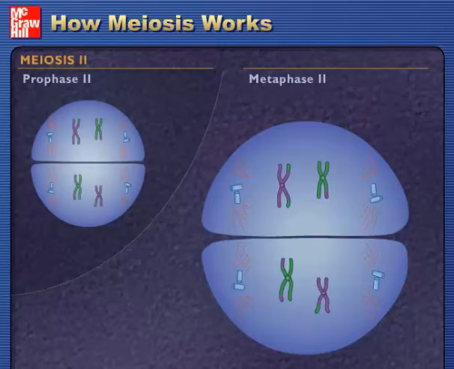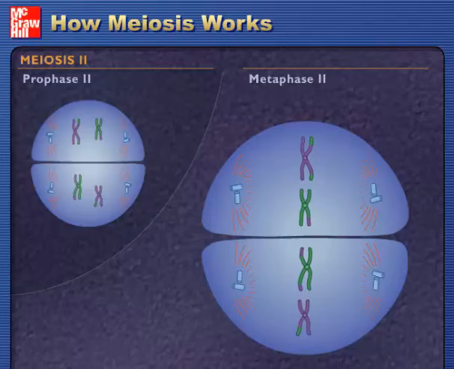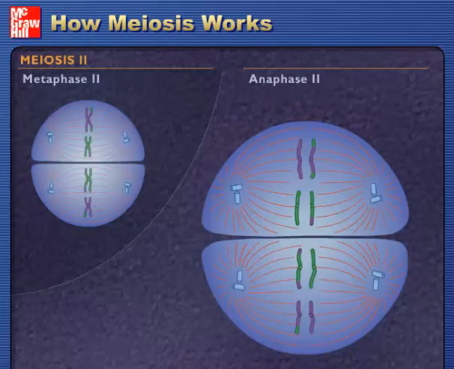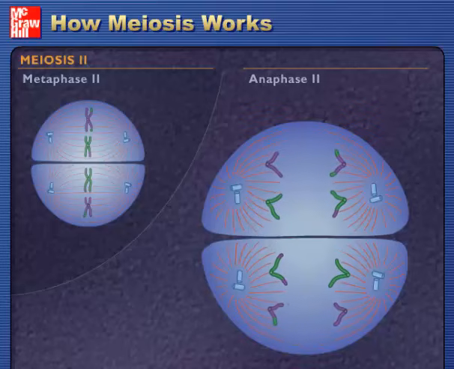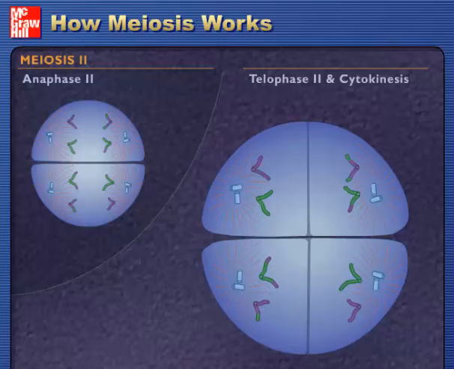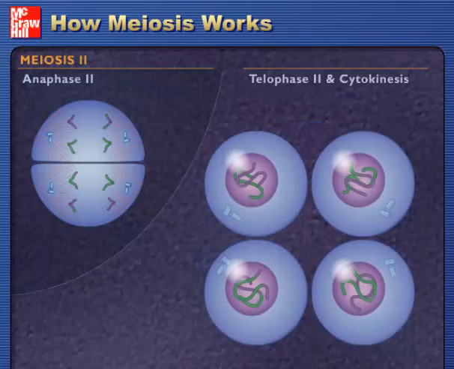In metaphase II, the chromosomes line up along the equator. This is different from metaphase I, where the homologous chromosomes were lined up. In metaphase II, each cell has only one of each homologous chromosome. In anaphase II, the sister chromatids move away from each other along the spindle fiber, and in telophase II, along with cytokinesis, we see the formation of 4 genetically different haploid cells.